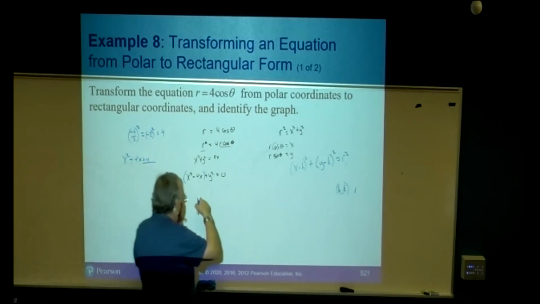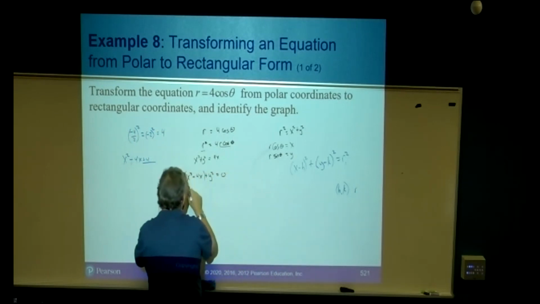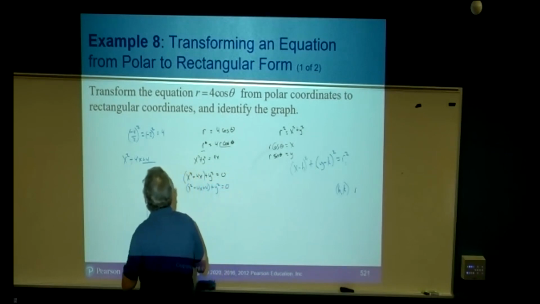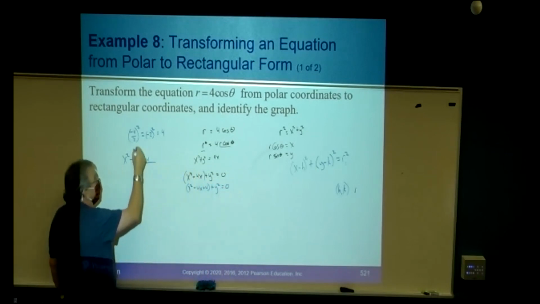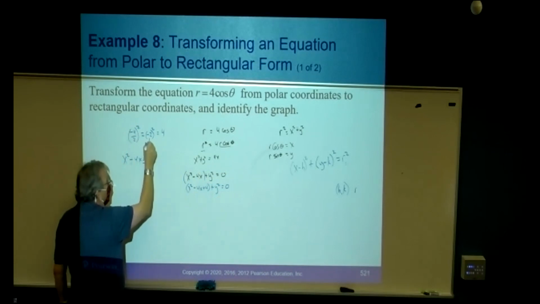And so if I add 4 in here, I have to add 4 over here as well, because otherwise I'm changing the problem. If I add something to one side, I have to add it to the other side of the equation. So this becomes x squared minus 4x plus 4 plus y squared equals 0. All right.